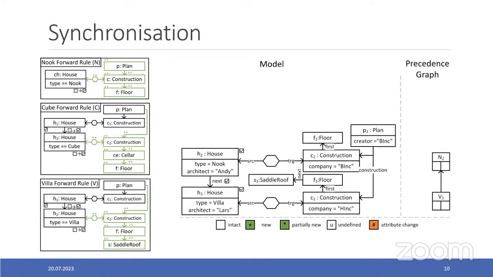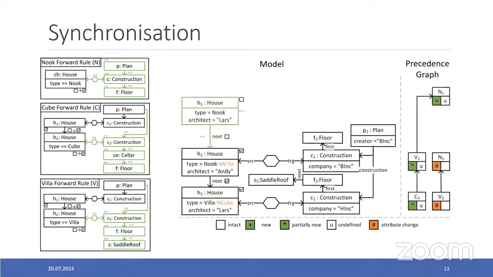I want to show you how it was done before in a trivial way and the problems that arise if you do it like that. So I changed the model. I add a new first house in this row of houses, a new Nook house. The former Nook house I make a villa house, and the old villa house I make a cube house. And again, I can see on the right in my precedence graph the state of consistency.